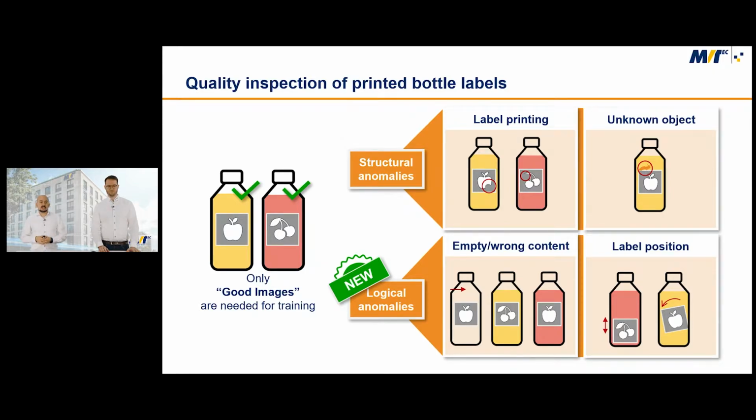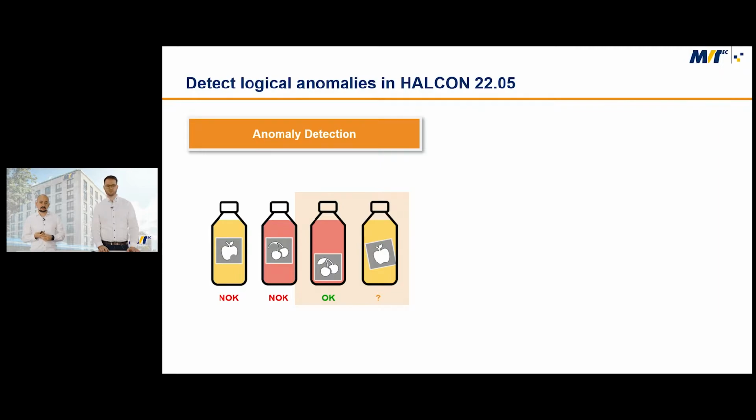New are our logical anomalies, which can be detected with this Global Context Anomaly Detection. And typical errors in our example are, for example, empty or wrong content. So as you see, the logo of the cherry is on a bottle which is filled with apple juice, and vice versa. Or the label positioning is different, the label is too low or the label is tilted. All these are defects which the new Global Context Anomaly Detection can detect.